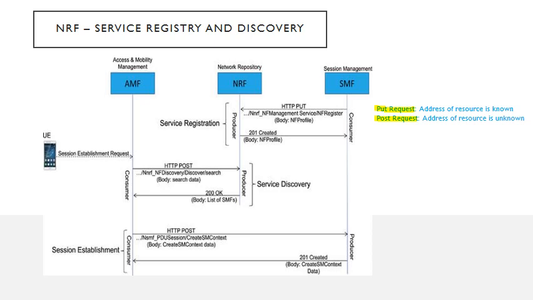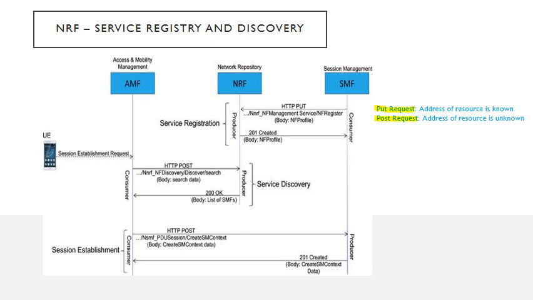So in this example, the SMF is sending an HTTP PUT request with all the parameters I explained in the previous slide: PLMN, slice selection, its address, IP address or FQDN, and the services it supports. Those things are in the HTTP PUT request. And the NRF will respond back with the 201 Created response. That means that all your services are registered with me.